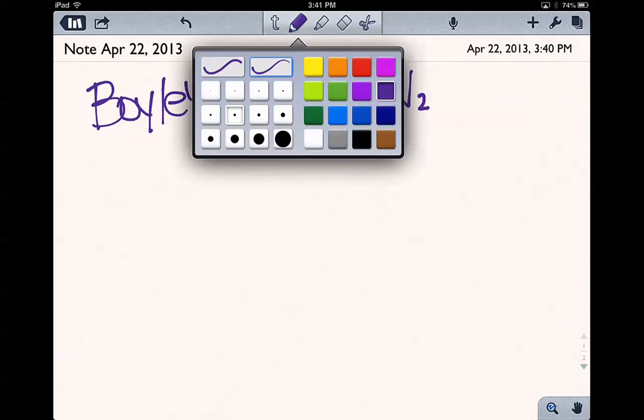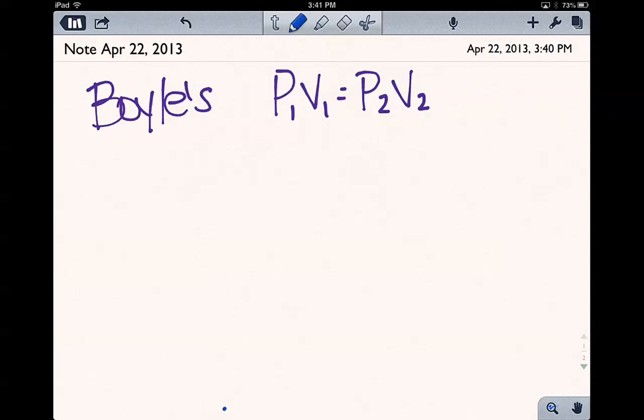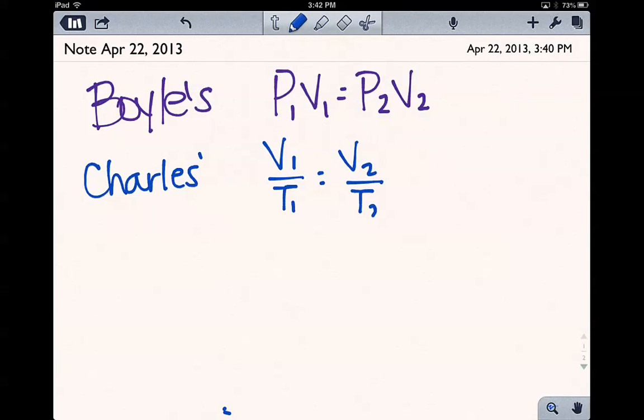And then we have Charles's law. Charles's law relates volume and temperature, saying that they change in the same direction. So if temperature goes up, volume's going to go up. If temperature goes down, volume's going to go down. And that looks like this: V1 over T1 equals V2 over T2.